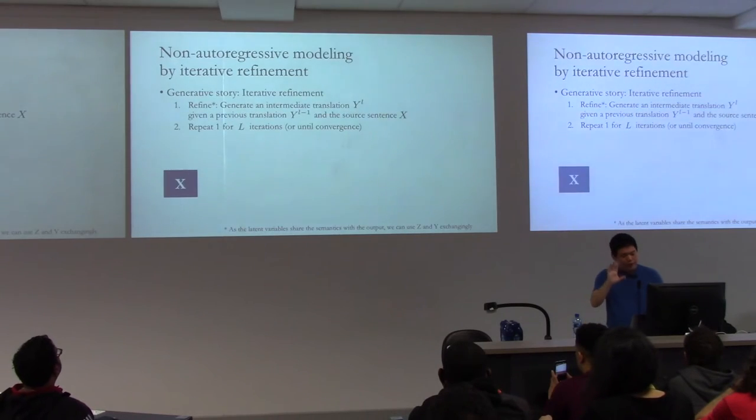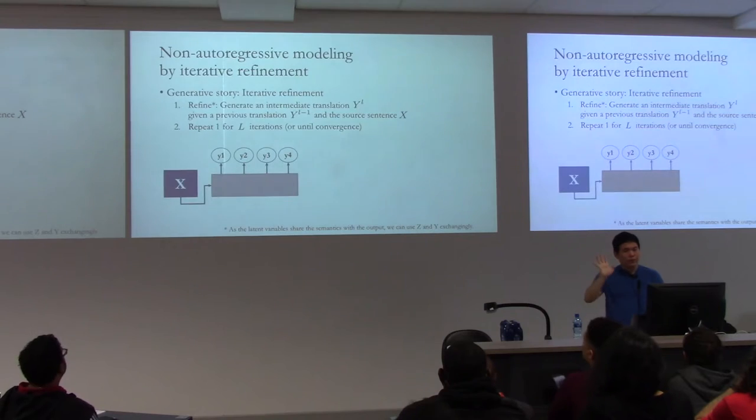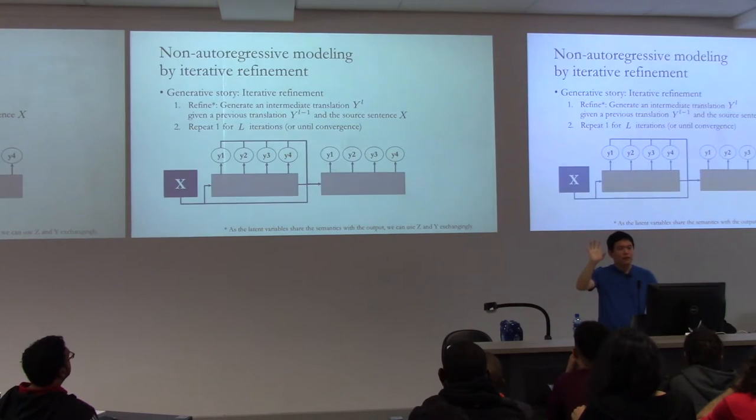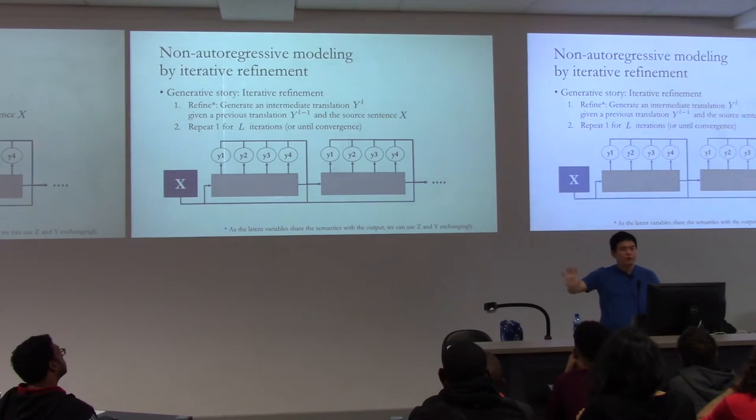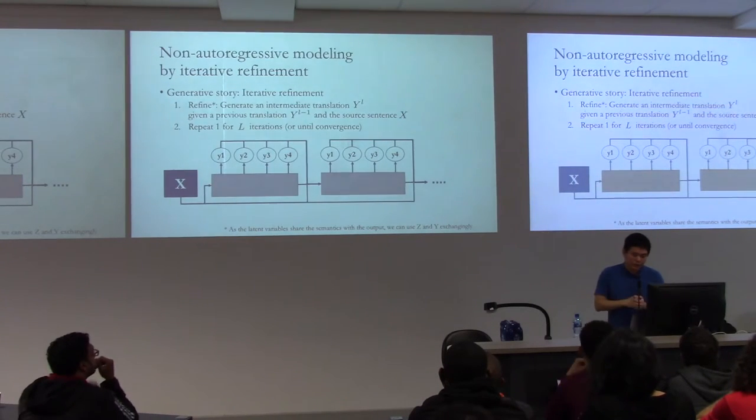So we start with X, the source sentence, we feed it into some neural net that gives me my first rough translation. And then given that rough translation and the source, I get the second, refined but still rough translation, and given that, again, I do it over and over until some convergence criterion is met or a fixed number of iterations has been done.